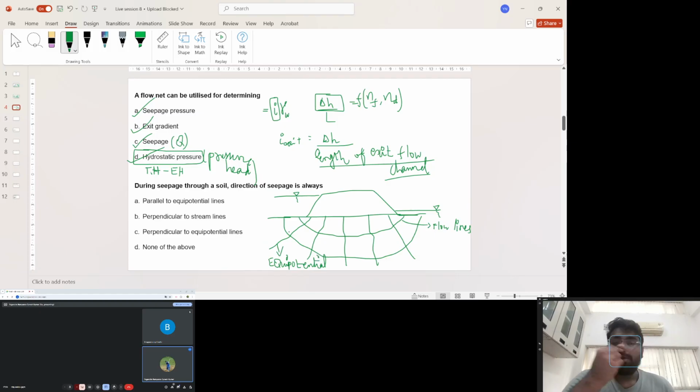Now, the flow occurs always parallel to the flow lines. So that means flow lines and equipotential lines are at 90 degrees, right? So hence, the direction of flow, that is the direction of seepage, is the direction of flow of water through the soil mass. So now the direction of flow will always be perpendicular to the equipotential line. So this should never be forgotten. The direction of flow will be parallel to the flow lines and always perpendicular to the equipotential lines. Right? Any doubts?